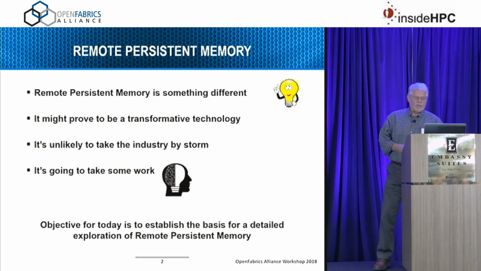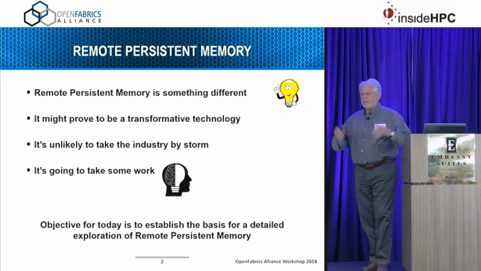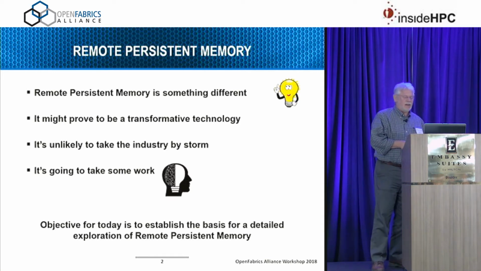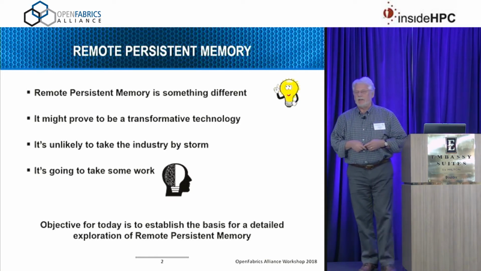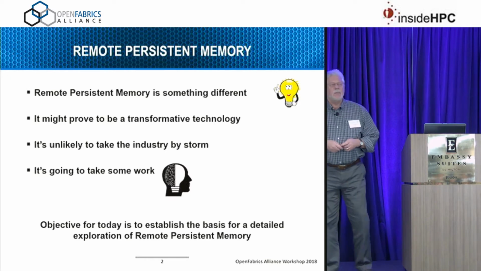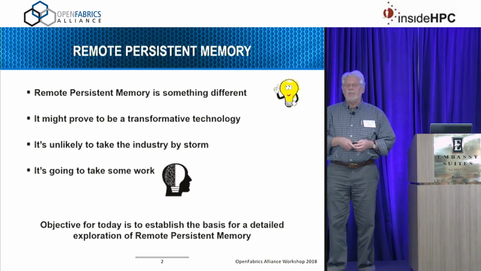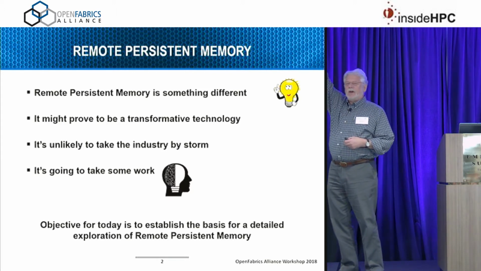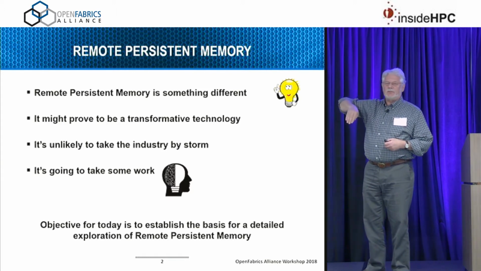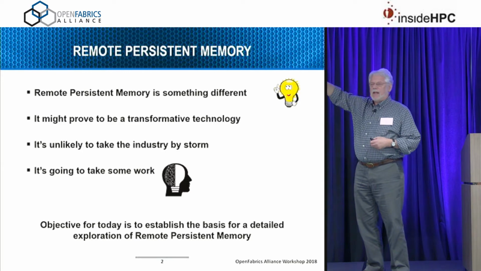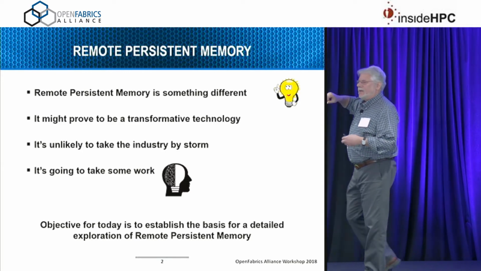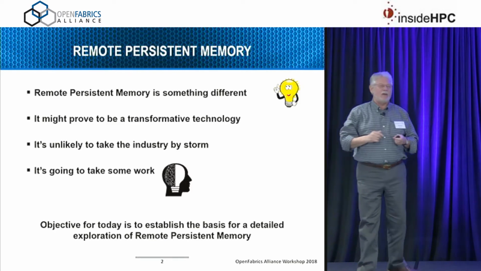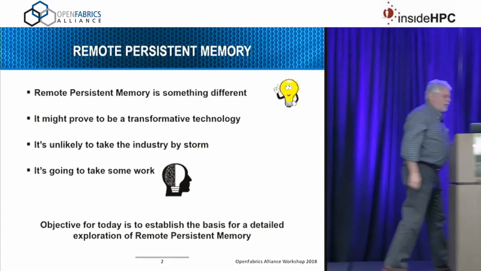The first one is remote persistent memory is something different. Okay, I think we can probably all agree with that. It might prove to be a transformative technology, might be. So this is that Gartner hype curve thing that Bill Magro mentioned this morning, from the heights of excitement to the depths of despair back to some reality of what it's really going to be worth. We're somewhere in that range, but I don't exactly know where at the moment, but we'll figure it out. But there's a lot of hype about it right now.